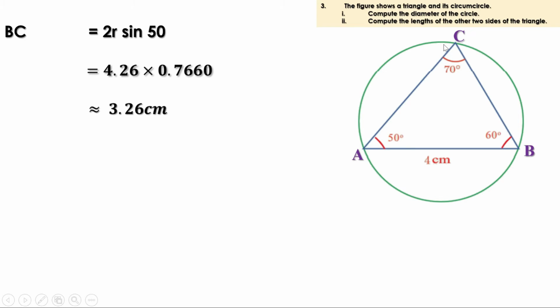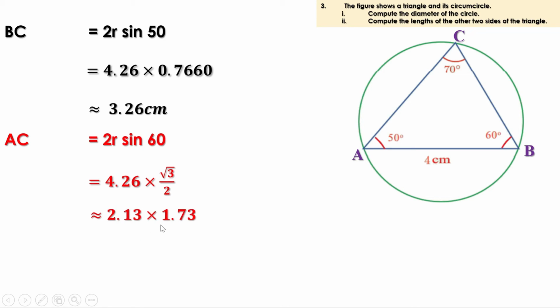Now AC equals 2r sine 60. 2r is 4.26 and the value of sine 60 is root 3 by 2. So this can be written as 4.26 into root 3 by 2. 4.26 divided by 2 is 2.13 and the value of root 3 is approximately equal to 1.73. So this can be written as 2.13 into 1.73.